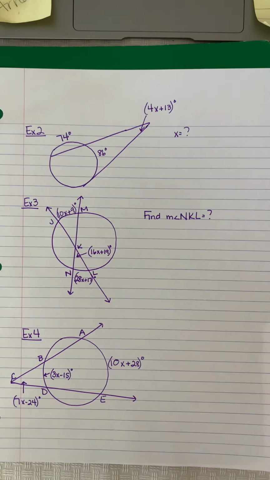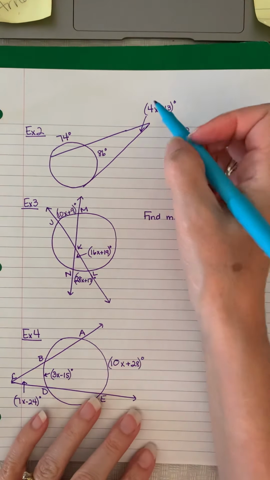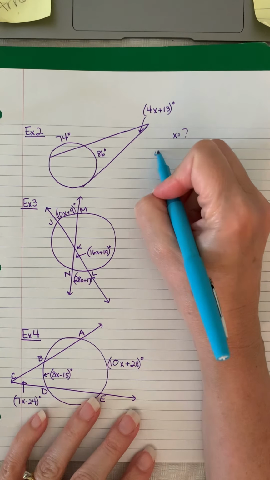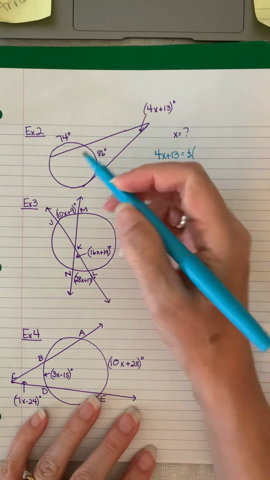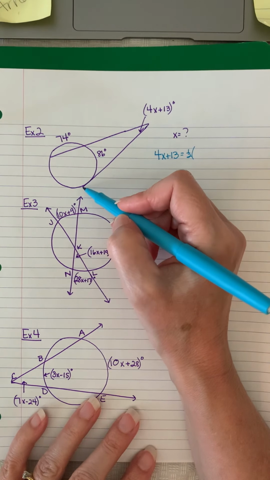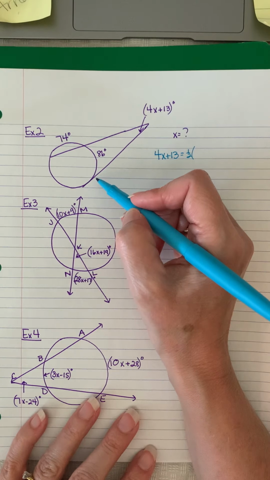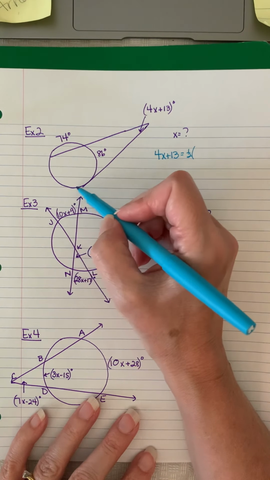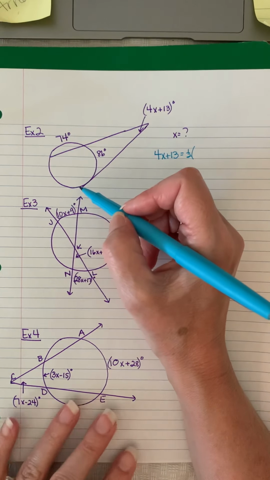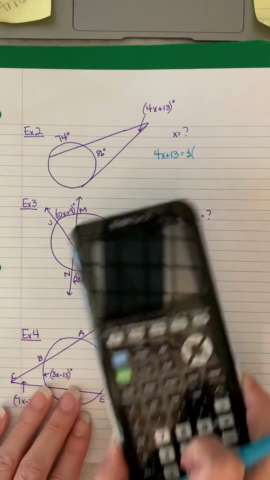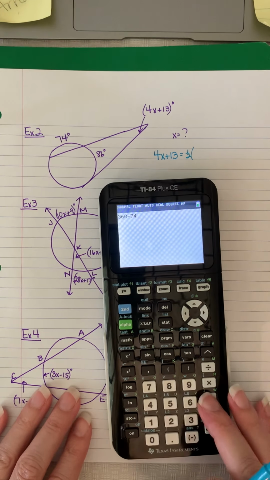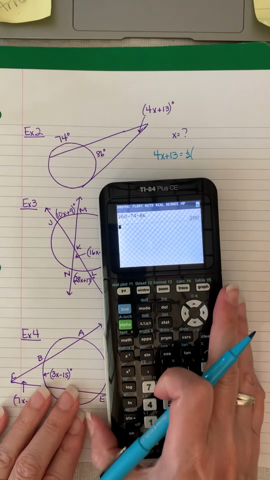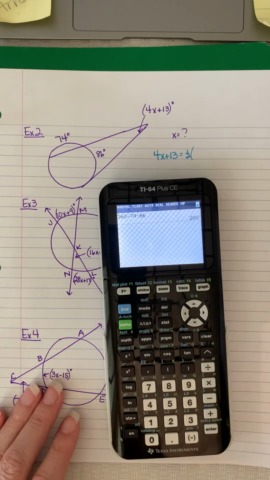Example 2, we have a secant and a tangent. Now, I told you that the angle measure, so 4x plus 13, is always 1/2 the measure of the arc that's furthest from the vertex minus the measure of the arc that's closest. Well, we don't know this yet, but we know that all of these together total 360. So you can easily take 360 minus 74 minus 86, and you will get 200 for that one.